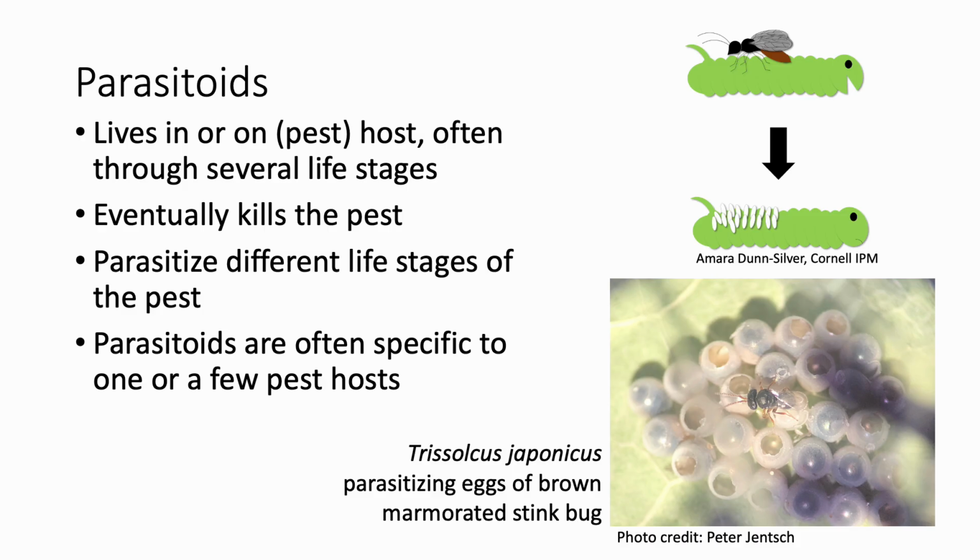Parasitoids may target different life stages of the pest, from egg to adult. Each parasitoid species usually only uses one or a few pest species as hosts. Earlier, we also talked about wasps that lay eggs on lily leaf beetle larvae. They are another example of parasitoids.